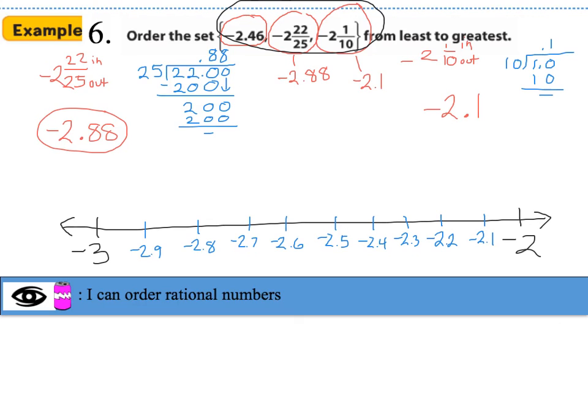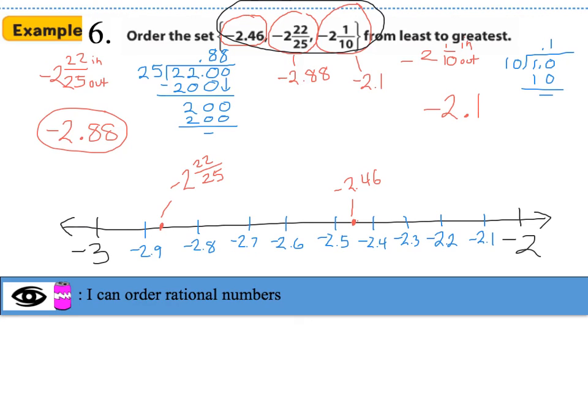2.46. So negative 2.46 would be about here. So there's negative 2.46. The next rational number that I'm going to graph is negative 2.88, which is the same as negative 2 and 22 over 25. And that would probably be around here someplace. There's negative 2, 22 over 25. It's closer to negative 3.